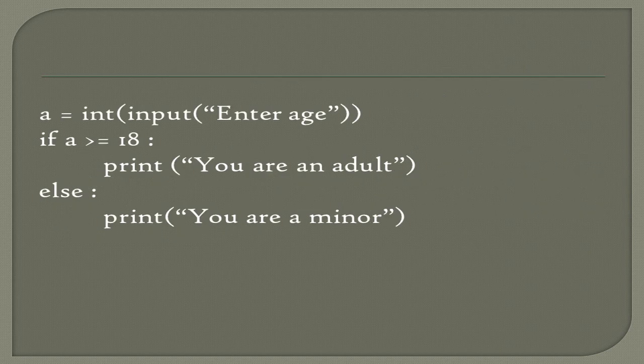In this program, the first statement, a equal to int input enter age, will ask the user to enter a value for age, which will be stored in the variable a. The if statement, if a greater than equal to 18, will check the value that is there in a. If it is greater than or equal to 18, the program will give the output you are an adult. Otherwise, it will give the output you are a minor.